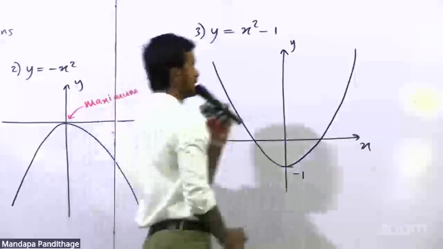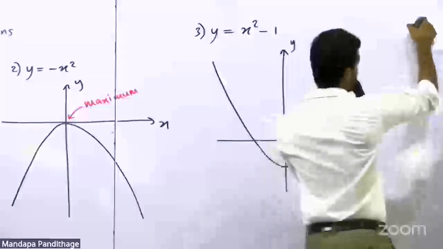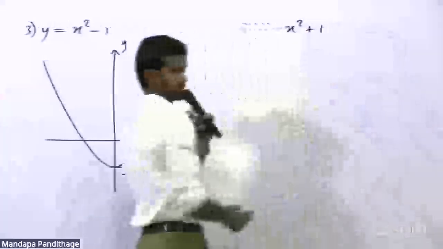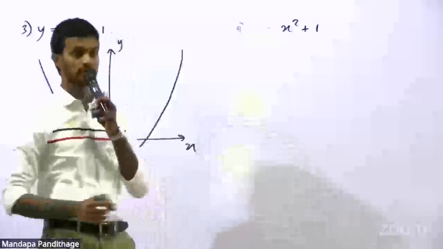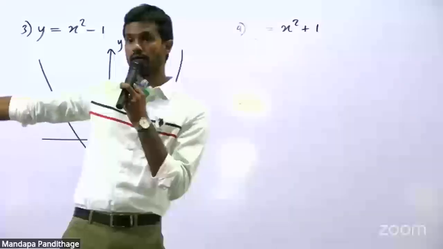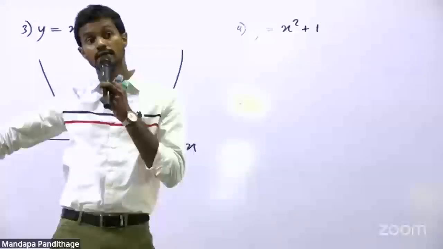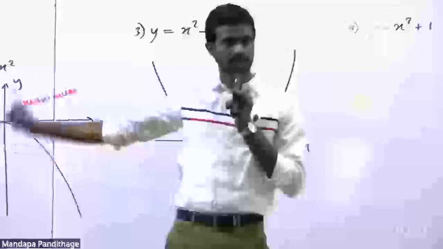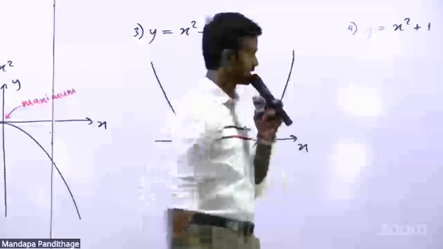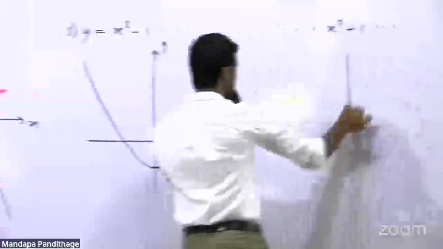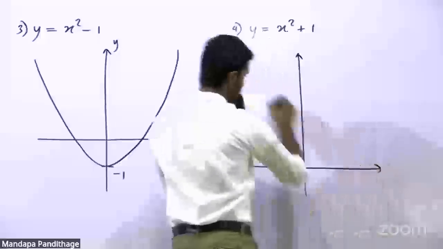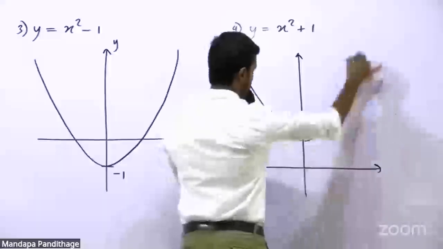Similarly, if it is y equals x squared plus 1, what happens? The y equals x squared graph goes up by 1 unit. So when it is x squared plus 1, that means the graph y equals x squared goes up by 1 unit. So this becomes 1.